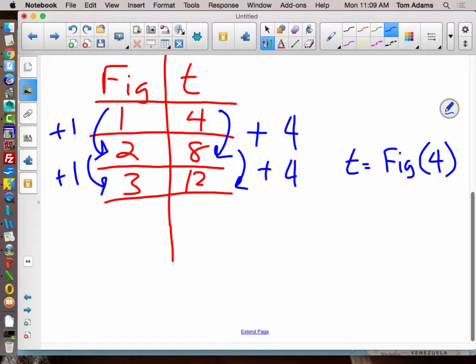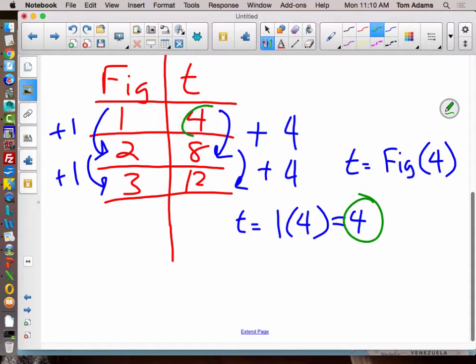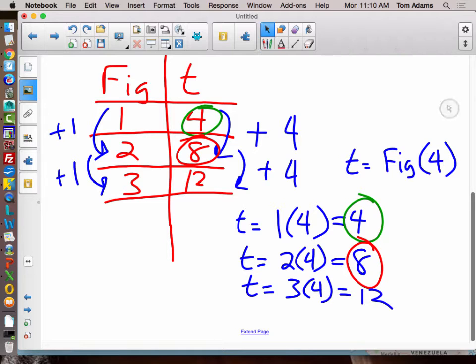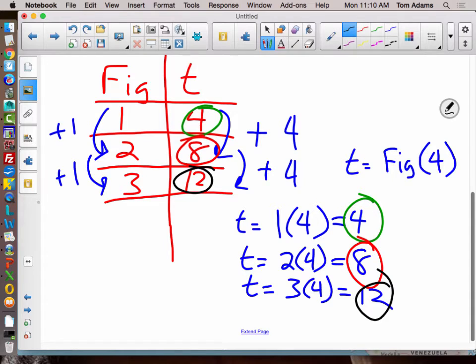And we'll think of figure as a number. Well, what figure are we looking for? Well, let's test this theory out. So t is equal to figure 1 times 4 equals 4. Hey, you know what? That worked. Let's try it again and see what we get. T is equal to figure 2 times 4. That equals 8. Hey, guess what? That worked. Let's do it one more time. T is equal to 3 times 4. That equals 12. Hey, that worked. All right.